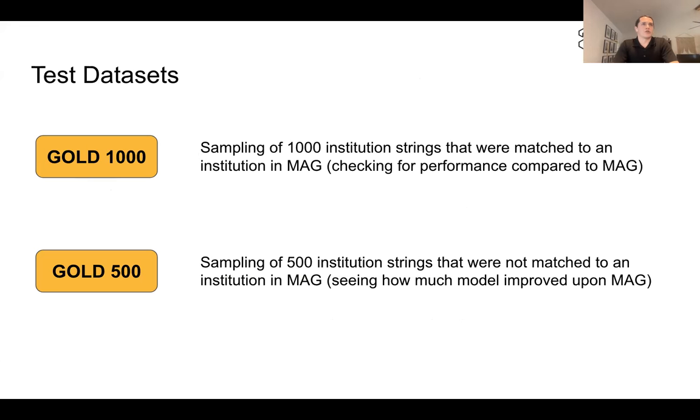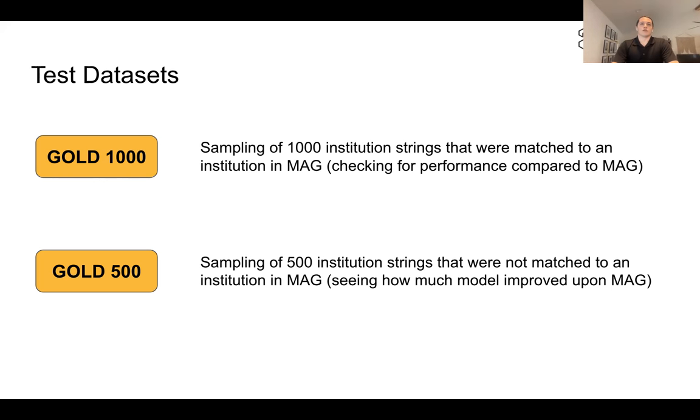Okay, and then we also created test data sets. So we had our training and our validation data sets that we were optimizing on. But after we got through with that, we created self-labeled Gold 1000 and Gold 500 data sets. The Gold 1000 is 1000 institution strings that were matched to an institution in MAG. We actually went through and made sure the labels were correct, because even MAG still assigned some institutions incorrectly. So the Gold 1000 is basically just checking performance compared to MAG.